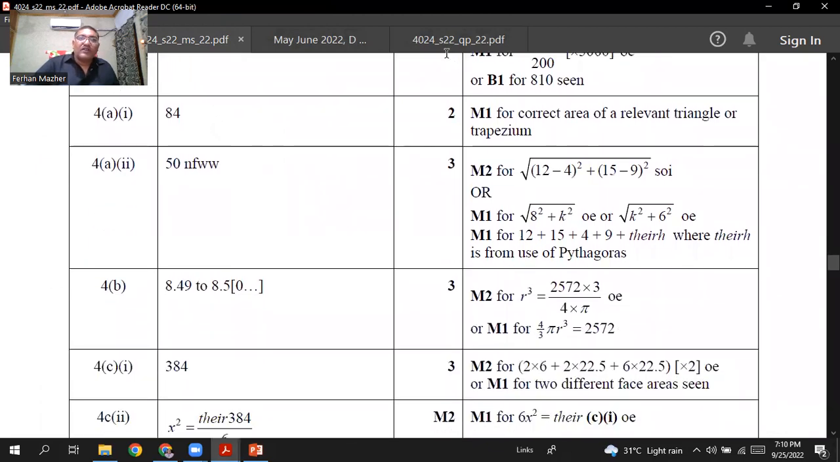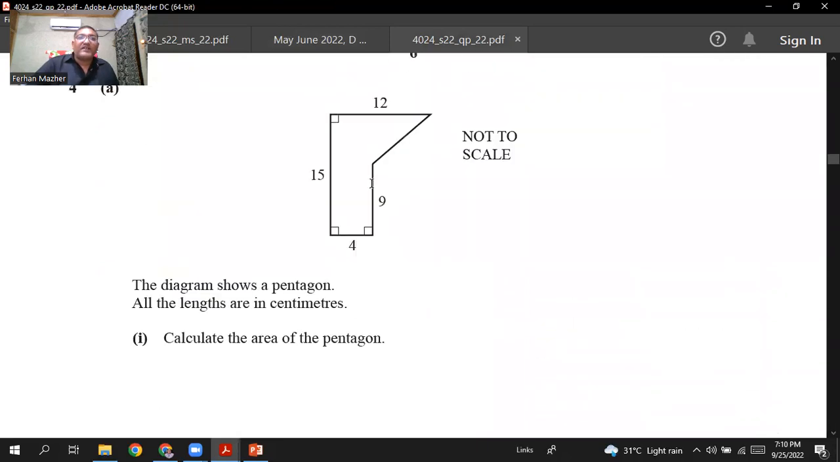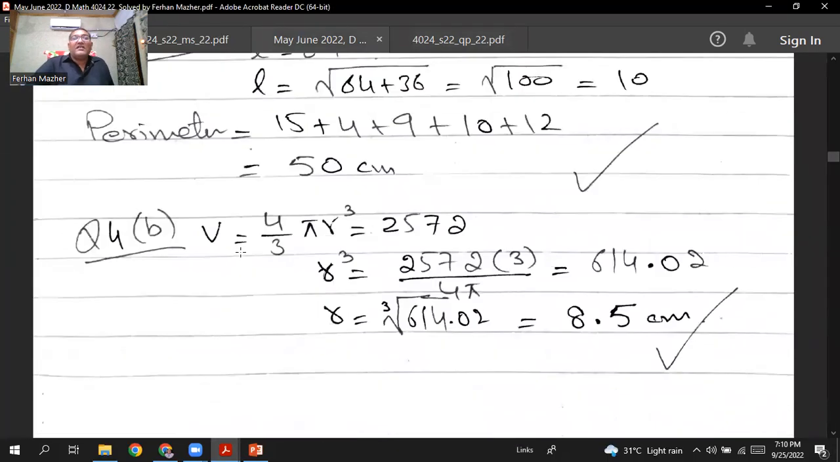Okay, so the next question. Find the perimeter of the pentagon. Very easy. We can find the perimeter. Just add up the outer line. This is 12, this is 15, this is 4, this is 9. And this is a right angle triangle. This portion is 6, this is 8. Apply the Pythagoras and you can find this one, and we will add all the outer boundaries.